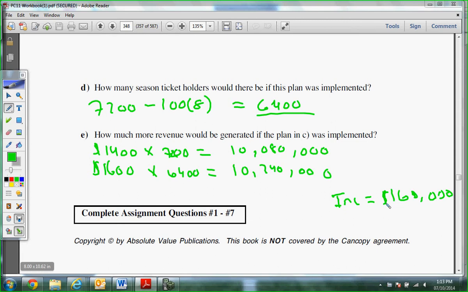So we can pay Tom to be a high-paid janitor. Okay, 160,000. All right, any questions on that? Okay. All right.